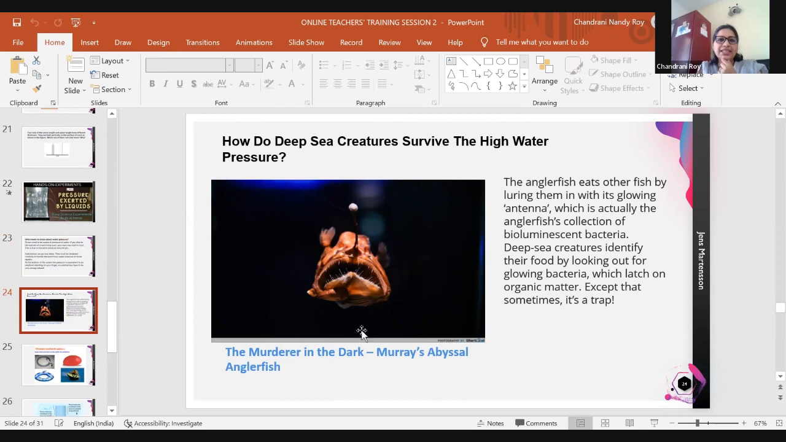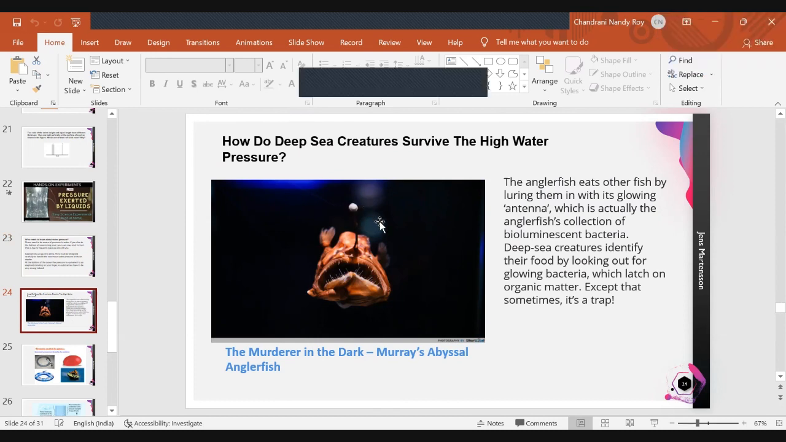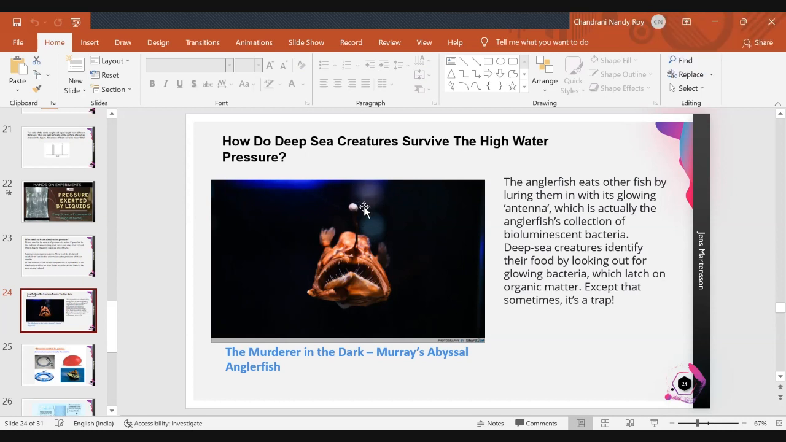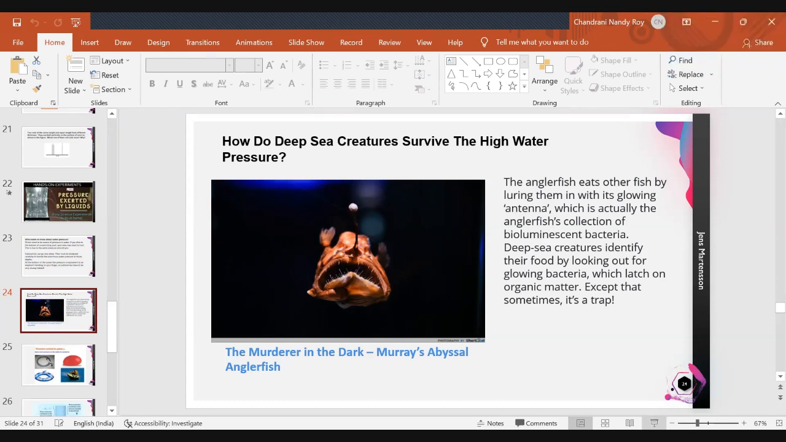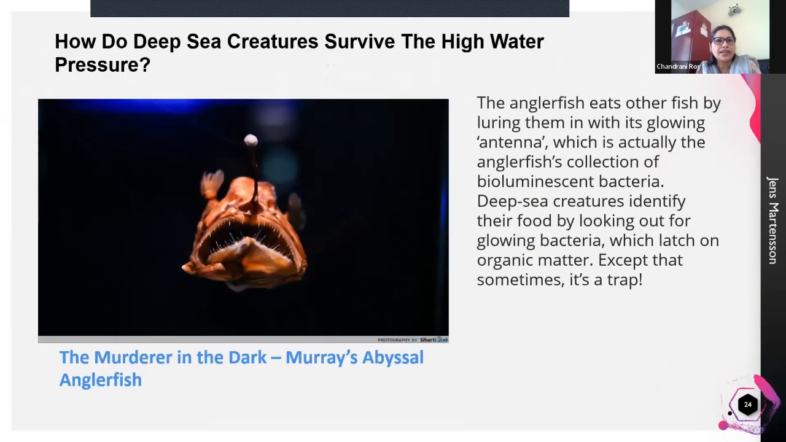And here what you see is a fish which is called a murderer in the dark. It's an angler fish, and it eats other fish by luring them or tempting them with this. Can you see this antenna on the top which is glowing? Here, ma'am, can you see the picture? I'll try to go for a slideshow, but every time I try to make it full screen, somehow it takes me to the video. Here, can you see this? I think it's a little better now.